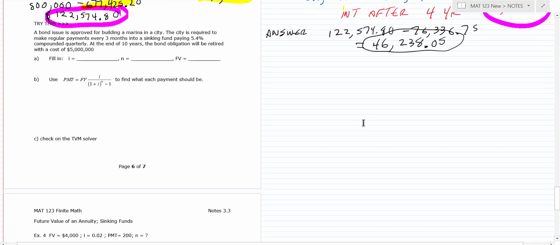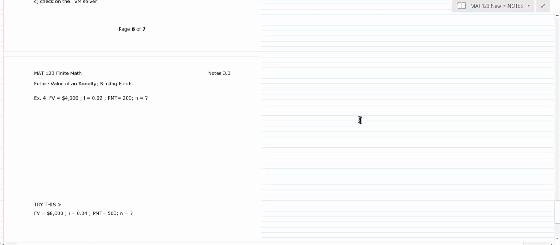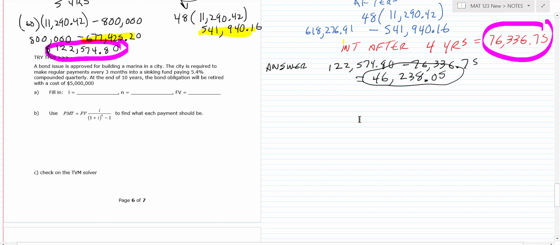Okay, so we'll wrap this up with a couple of things on the TVM, and then the last section we learn how to do what's called the loan formula, is what I usually call that. So let's put this together. We're going to do TVM on this. This says a bond is approved for a building, and you're going to make regular payments every 3 months. A sinking fund is just an annuity starting at 0. The amount grows after time. You've got an interest of 5.4 compounded quarterly, 10 years. And then the obligation will be retired at a cost of $5 million.